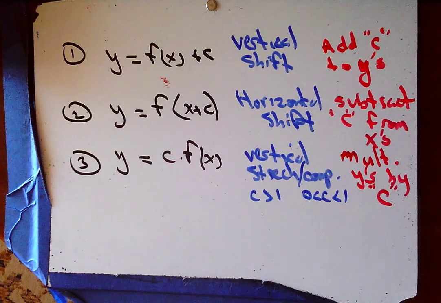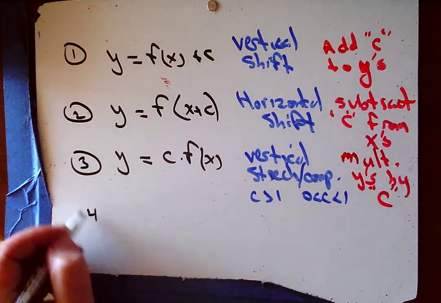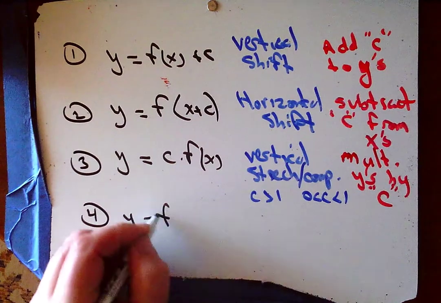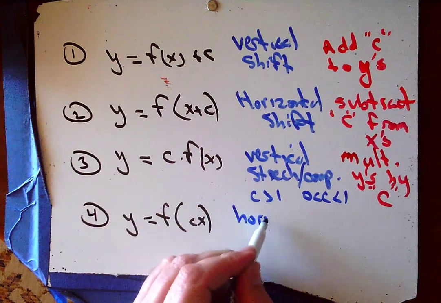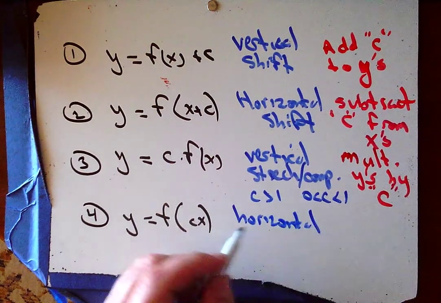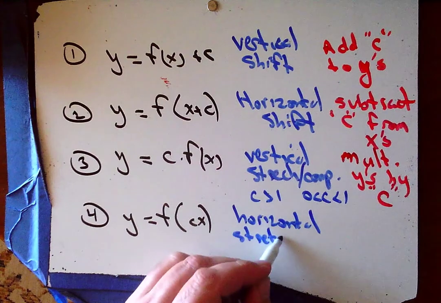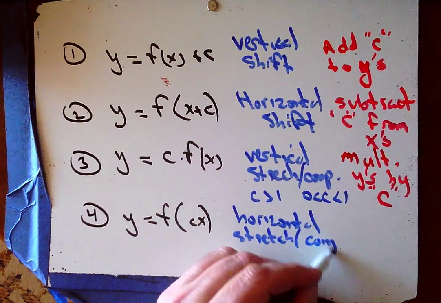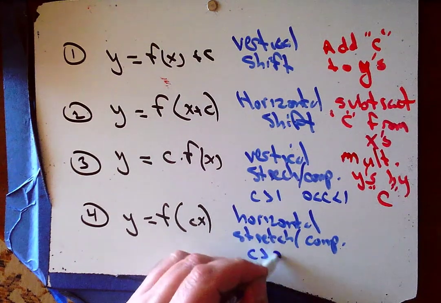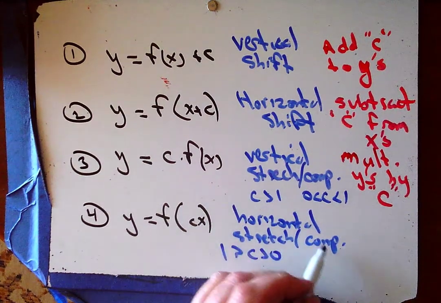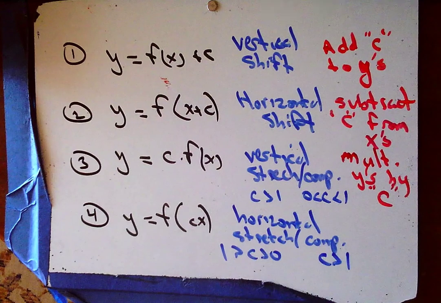And then our last transformation, the one we just looked at, y equals f of cx. This one was a horizontal stretch or compression. And the way we know it's a stretch is if c is between 0 and 1, and a compression if c is bigger than 1.